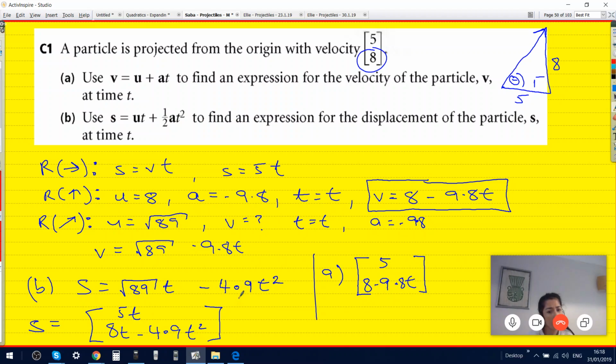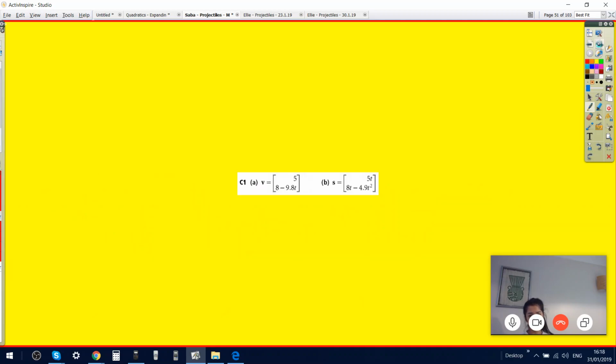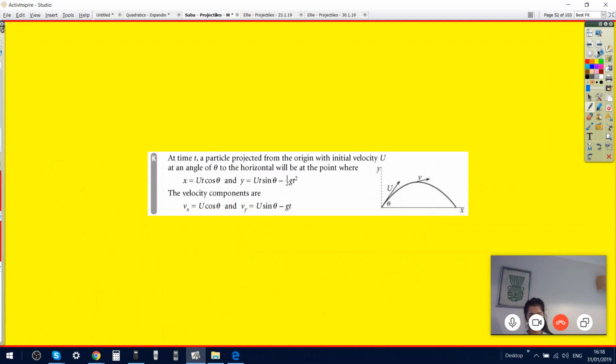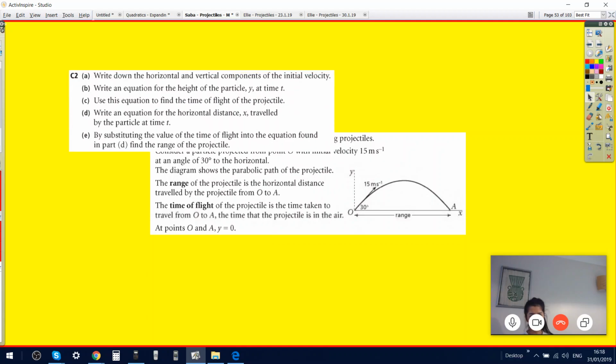So at time t, that's 5 times t, and then 8t minus 4.9t squared. Any questions about that? If you subbed in the value for t, your way would have worked as well.